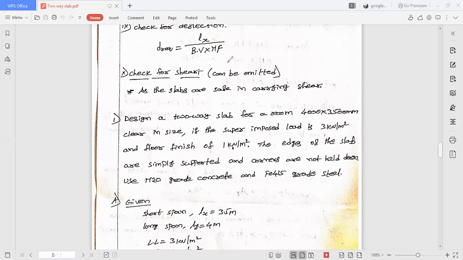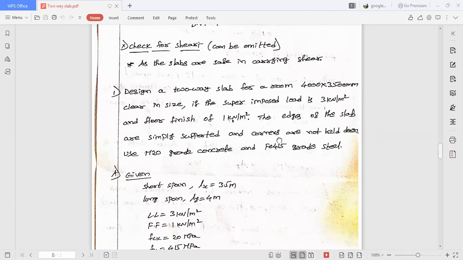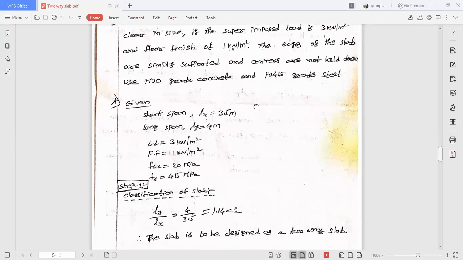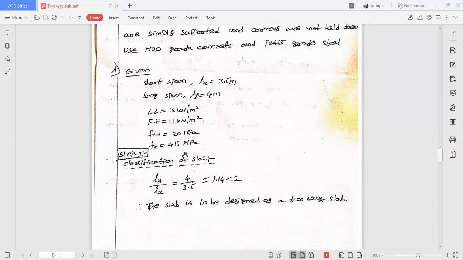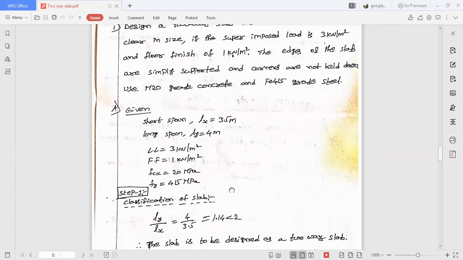Okay, and one more thing is, in this question they have clearly mentioned it as a two-way slab. Maybe in your examination they may not give this detail. Simply they will say design a slab for a room. Okay, they will not mention it is a two-way slab. Then you have to find whether it is a two-way slab or one-way slab. How to find that? Based on the ratio, we got this first step, right? Classification of slab. Here we will know whether it is a one-way or two-way.